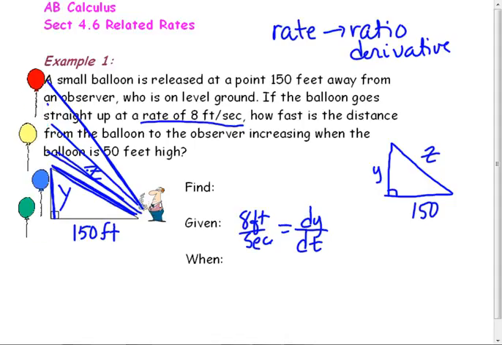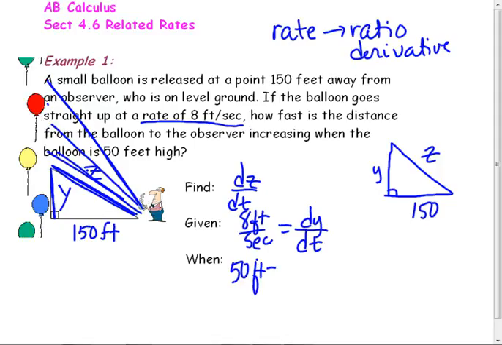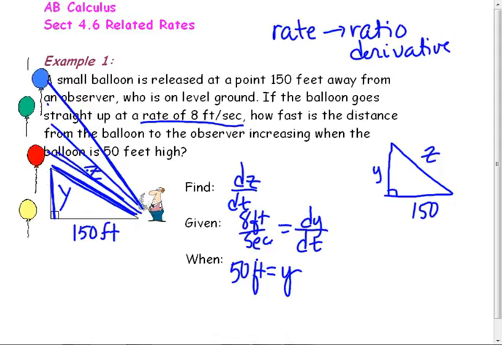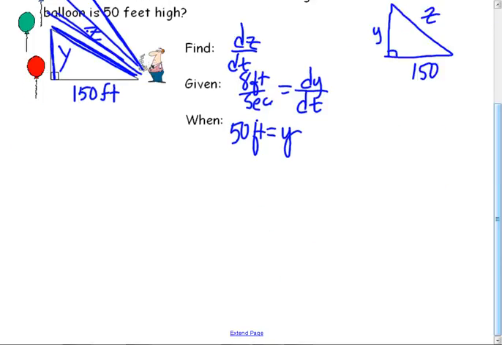So what is that? The distance is z, so this is dz/dt. That's what I'd like to find, when the balloon is 50 feet high. What's 50 feet equal to? Y. And they're called related rates, Adam, because there's a relationship between z and y.